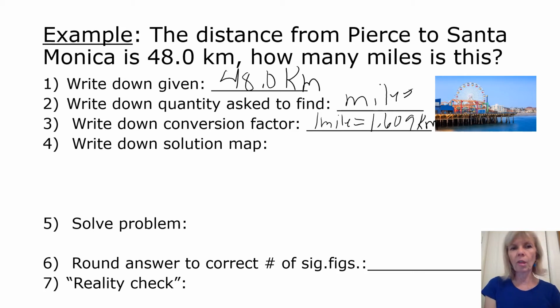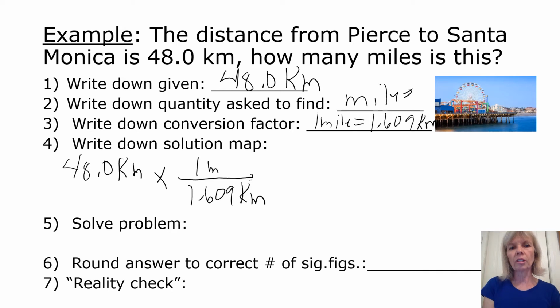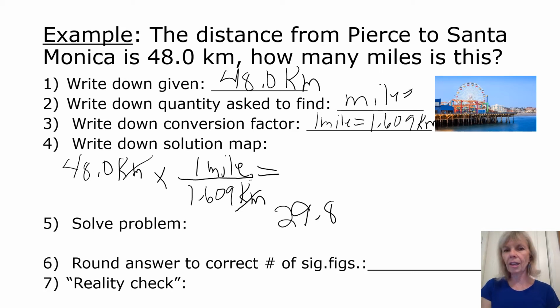Now we need to set up our solution map or a road map so we know where we're starting and where we're going to. So we start with what we're given, which is 48.0 kilometers. We're going to multiply it by the conversion factor. So again, we have the equality. The equality becomes the conversion factor. We want the kilometers at the bottom so they'll cancel. So we have 1.609 kilometers is equivalent to 1 mile. And then to solve our problem, we're going to cancel those units. So we cancel the kilometers, and then we have an answer in miles. And so when we do our math here, it's 48 divided by 1.609. That gives me 29.832 miles.